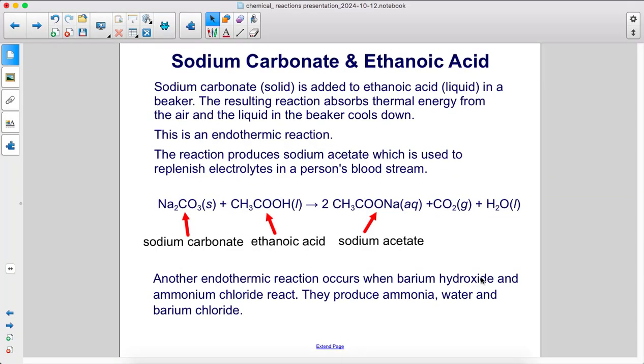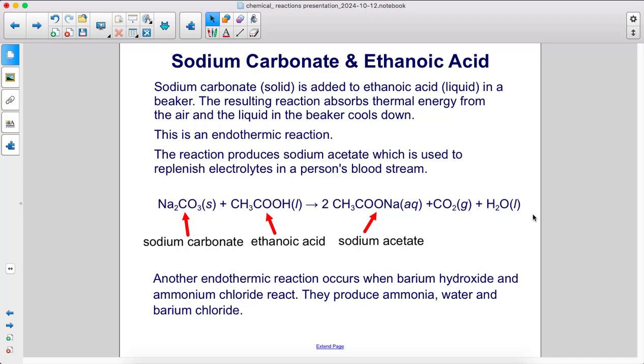Sodium carbonate, a solid, is added to ethanoic acid, a liquid, in a beaker. The resulting reaction absorbs thermal energy from the air, and the liquid in the beaker cools down. This is an endothermic reaction. The reaction produces sodium acetate, which is used to replenish electrolytes in a person's bloodstream. So here we have sodium carbonate plus ethanoic acid becoming sodium acetate, plus we have CO2 and H2O.